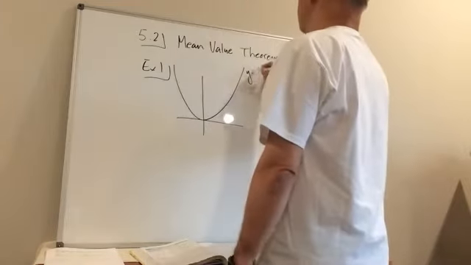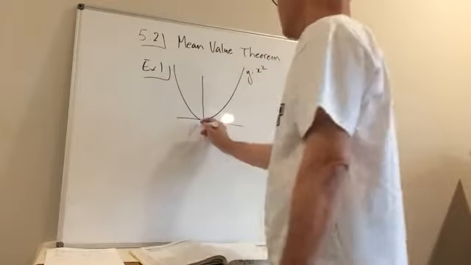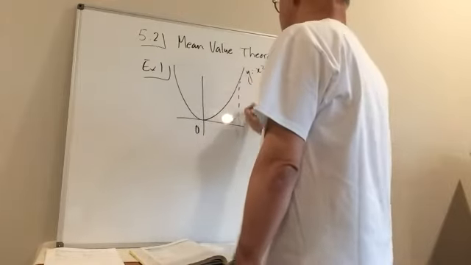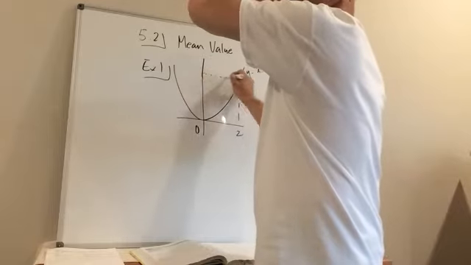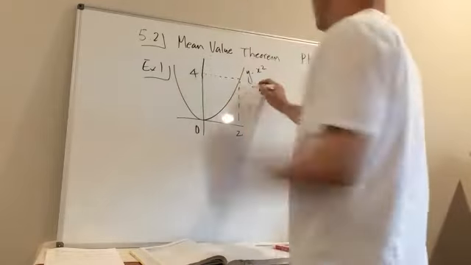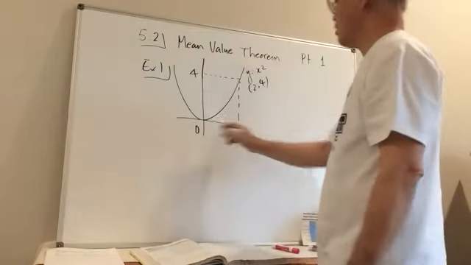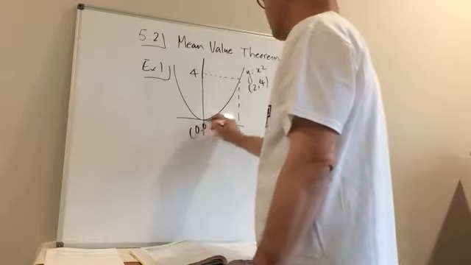So I have y equals x squared. This is 0. We'll call this 2. The value at 2 is going to be equal to 4. So this is (2, 4). This point is (0, 0), obviously.